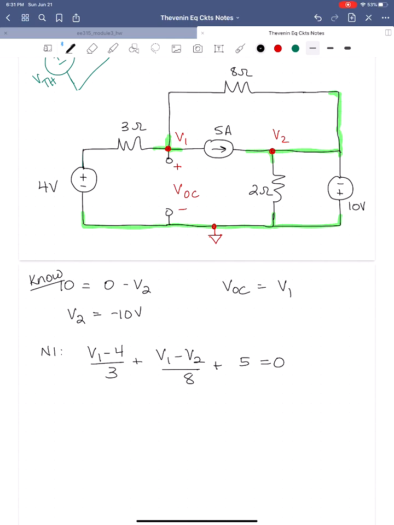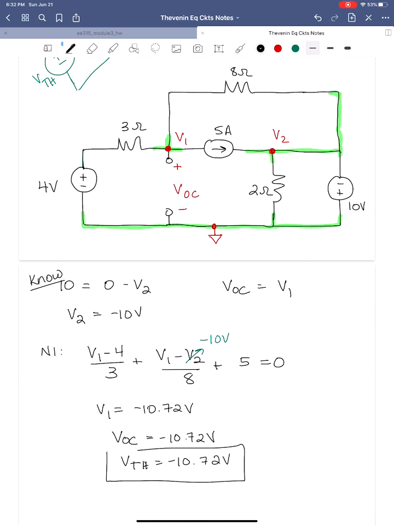So V2, if you'll recall, remember that V2 is equal to minus 10 volts. So when we substitute in minus 10 into V2 and solve, we will get that V1 is equal to minus 10.72 volts, which means that the open circuit voltage is equal to minus 10.72 volts. Which means that our Thévenin equivalent voltage source is going to be minus 10.72 volts.